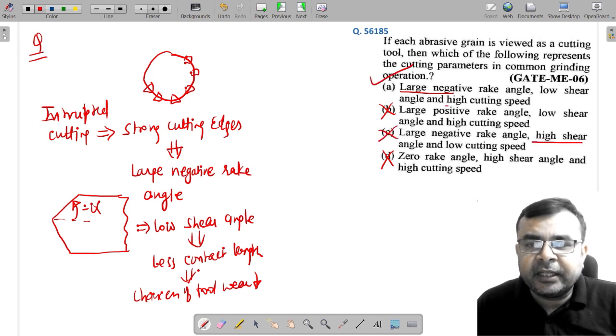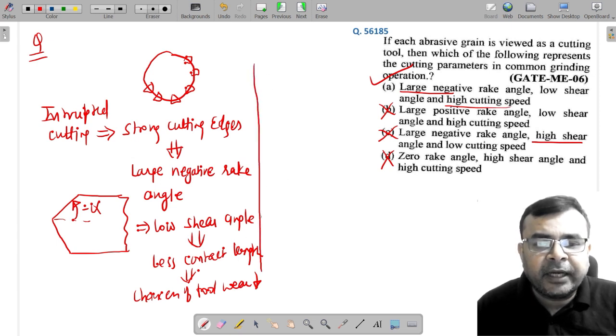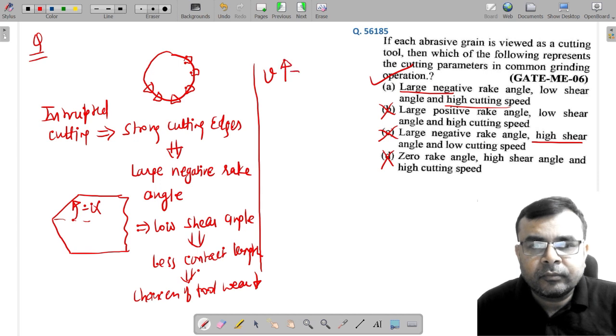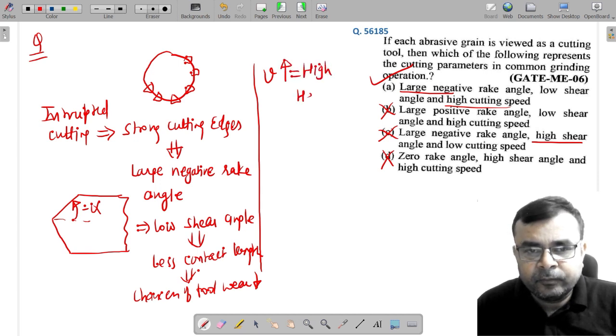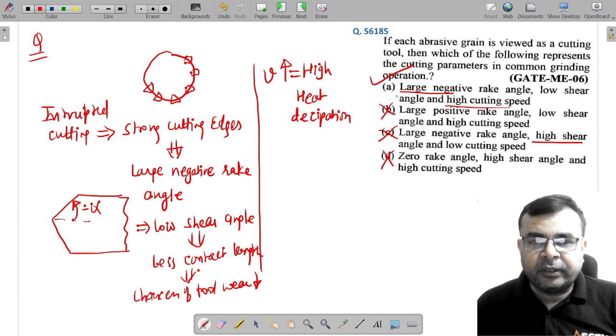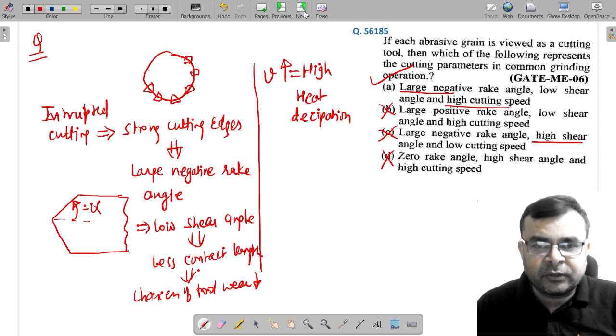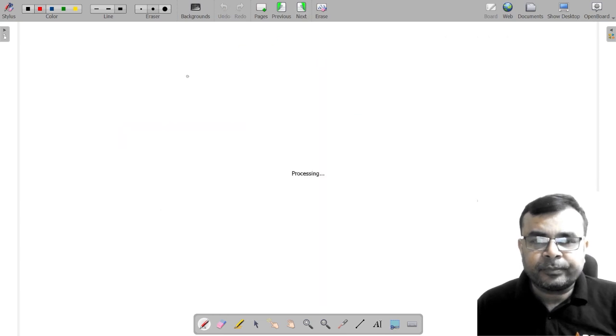And obviously high cutting speed is always provided to the tool so that high heat dissipation takes place. So suitable parameters are large negative rake angle, low shear angle, and high cutting speed. So option A is the right choice.